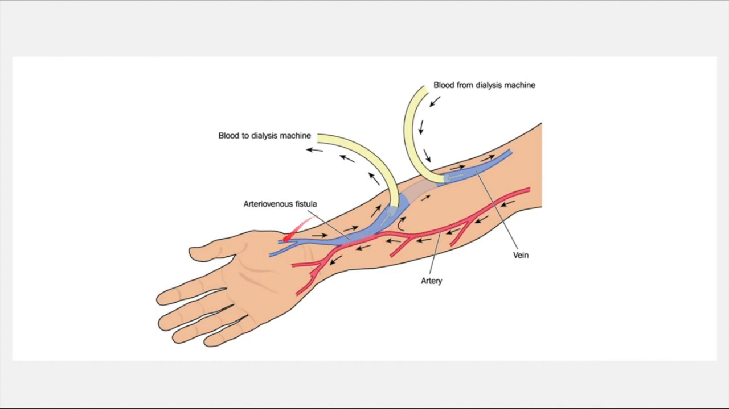The AV fistula is large in diameter for fast blood flow. This is the best option for a hemodialysis, as this has the highest blood flow for dialysis.